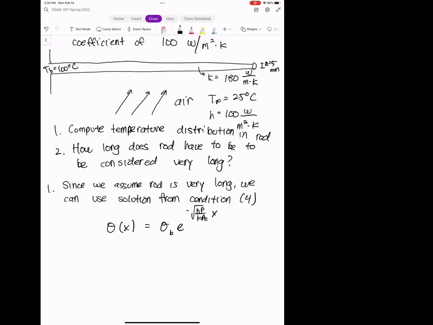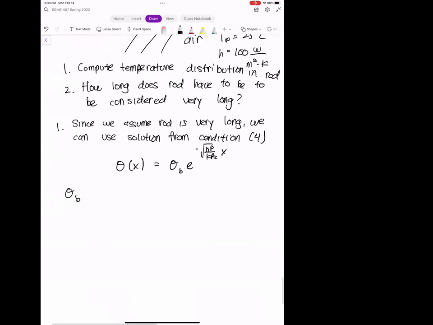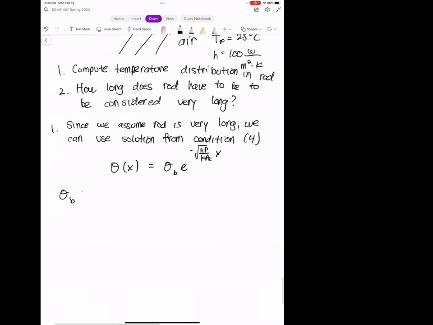All right, so we actually have everything here that we can plug in. First let's compute theta b. Remember, theta b is our excess temperature at the base. So theta b here is going to be the temperature at the base, T_b minus T infinity, both of which were given in this problem. T_b is 100 degrees C, T infinity here is 25 degrees C, and so theta b therefore is 75 degrees C.